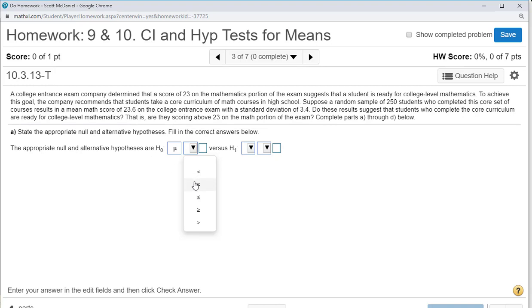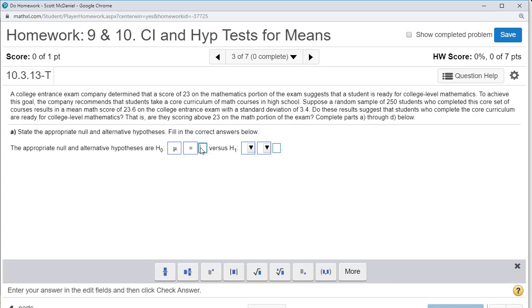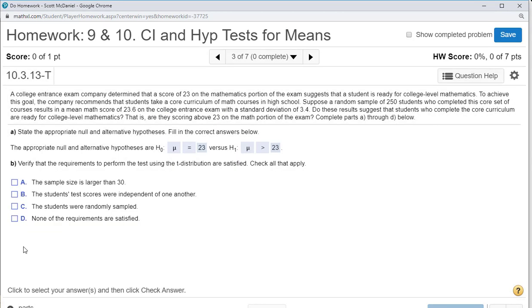So the null is always that they're equal, that it's equal to our 23, versus the alternative, which is that the mean is greater than 23. Are they scoring above 23? Okay, verify the requirements to perform the test using the t-distribution are satisfied.